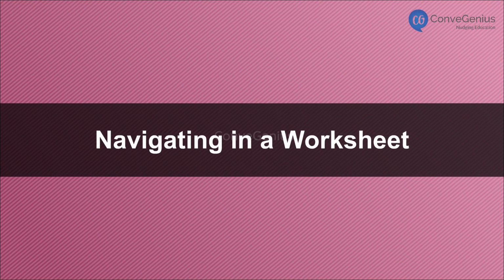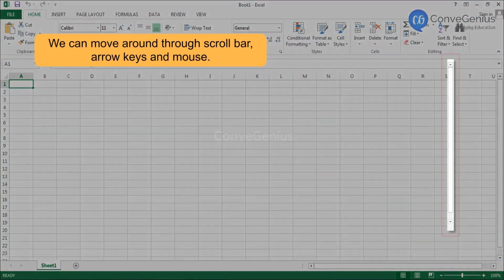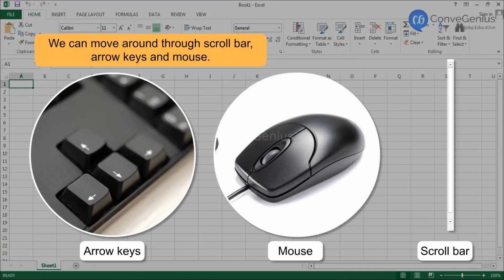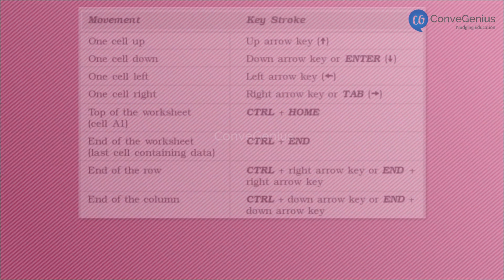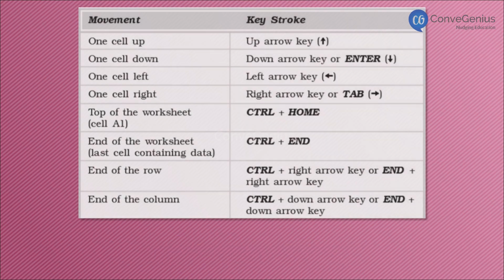Navigating in a worksheet. There are many ways to navigate in a worksheet. We can move around through scroll bar, arrow keys and mouse. The first method through which we can navigate through worksheet are using various key combinations. We can use various combinations of keys to move in the worksheet.